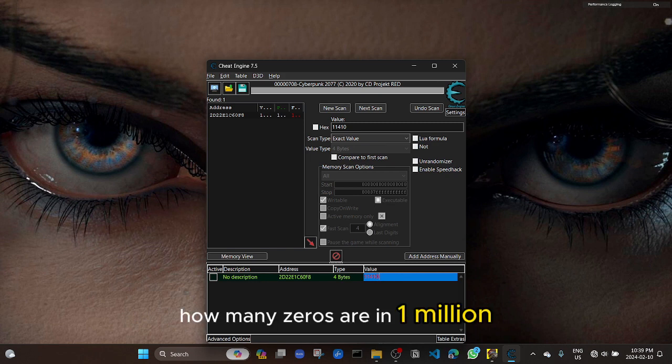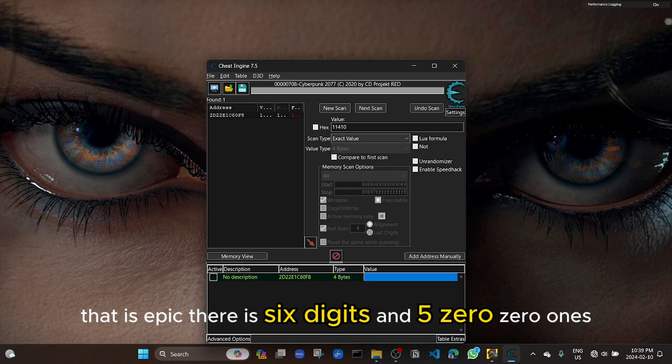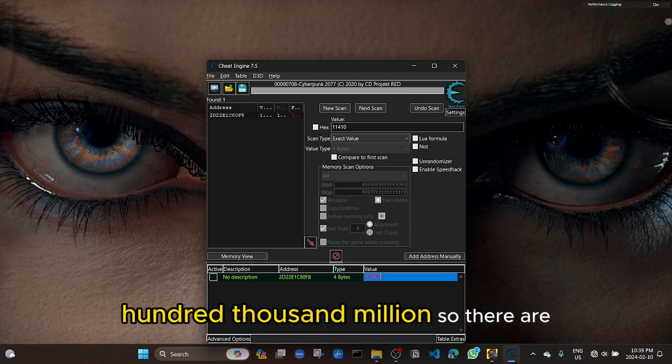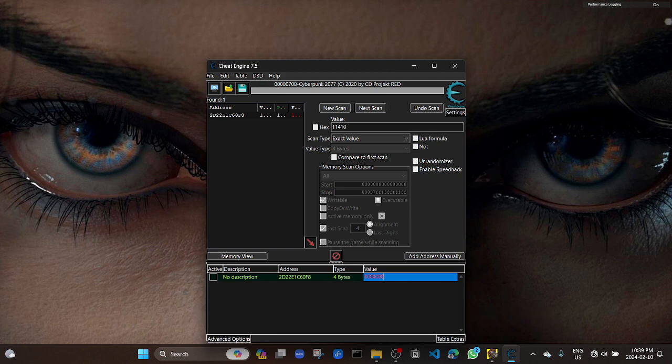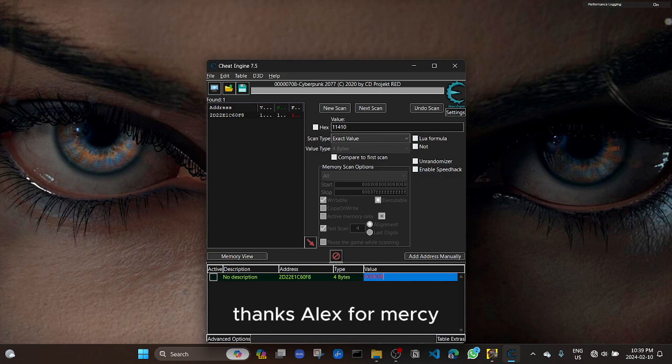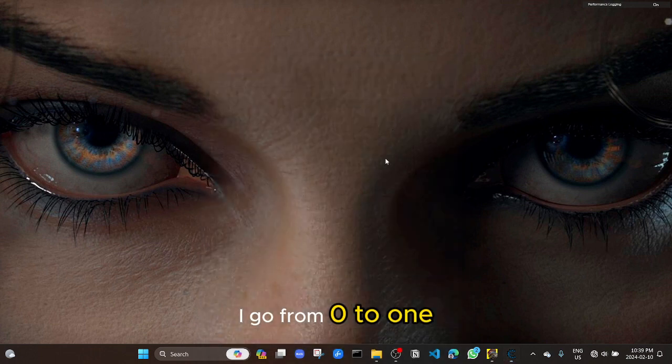How many zeros are in 1 million? Tell me, bitch. Wow, that was epic. There is 6 digits and 5 zeros everywhere. Ones, tens, hundreds, thousands, 10,000, 100,000, million. So there are 6 digits and 5 zeros in a million. Thanks, Alex Hormozi. I go from 0 to 1.